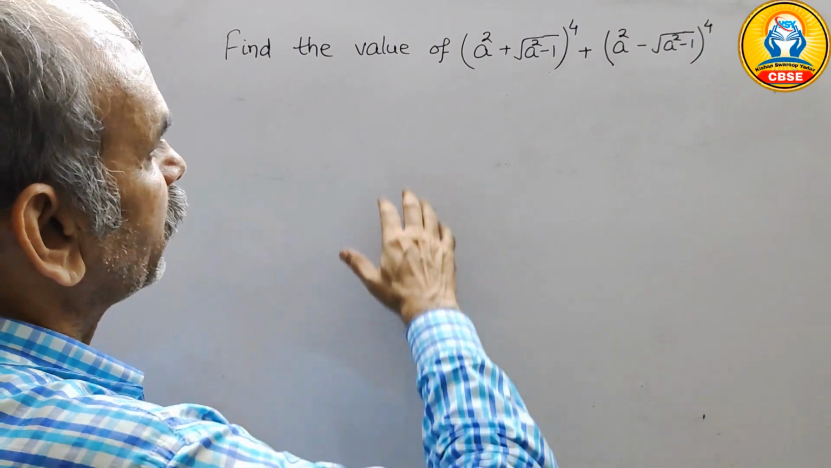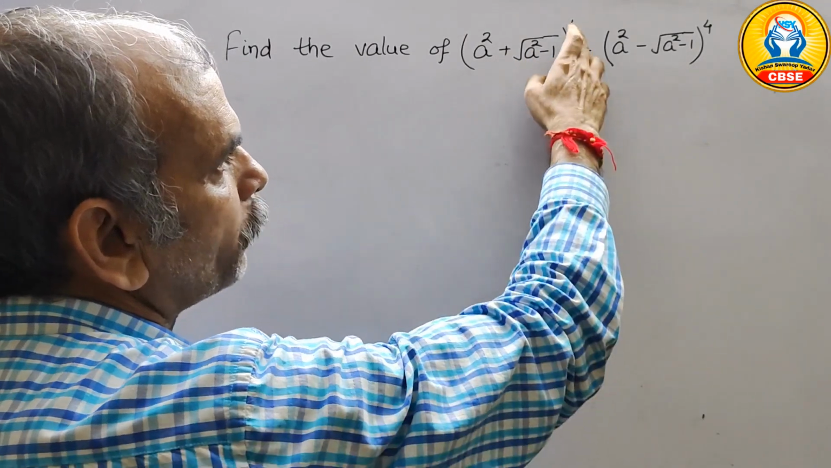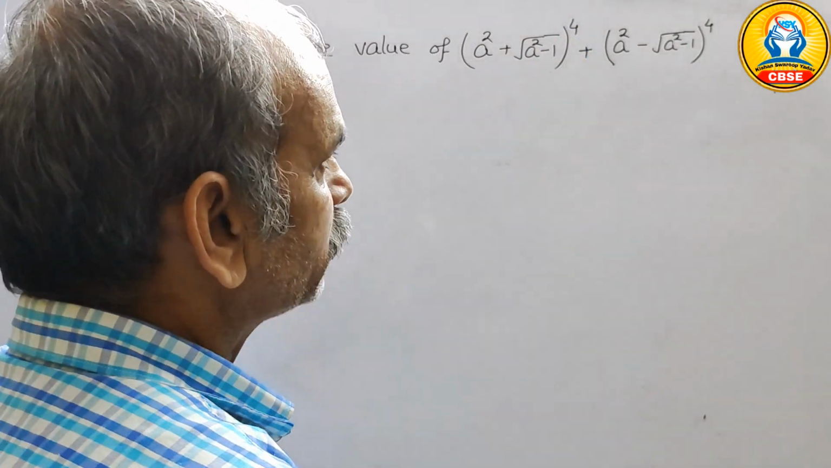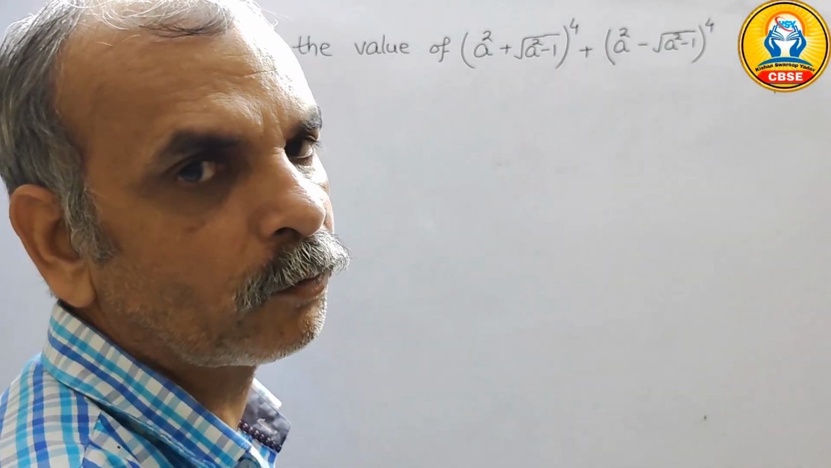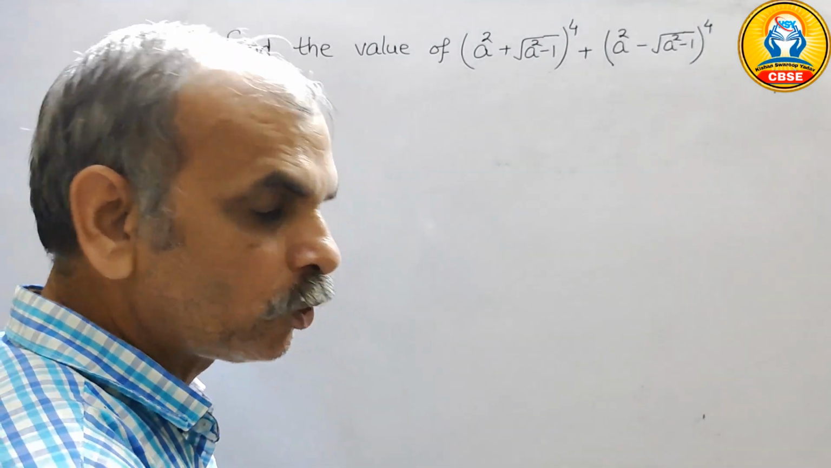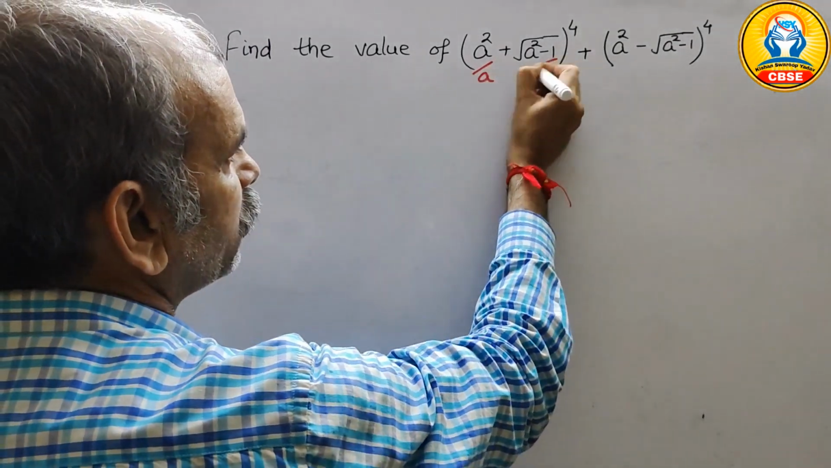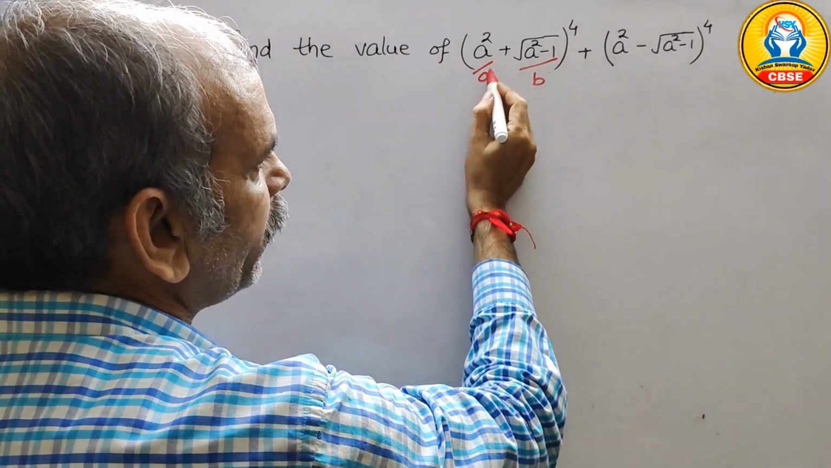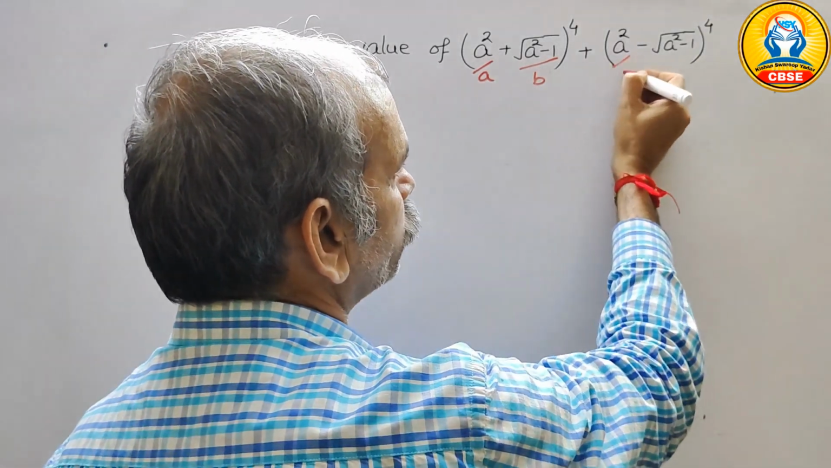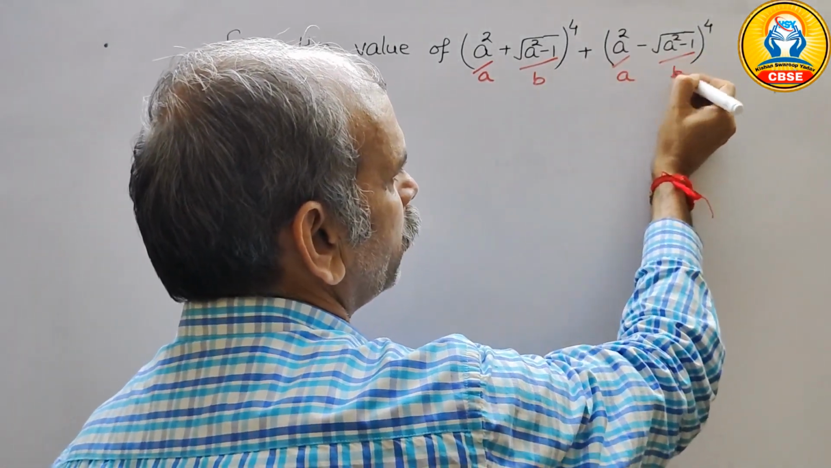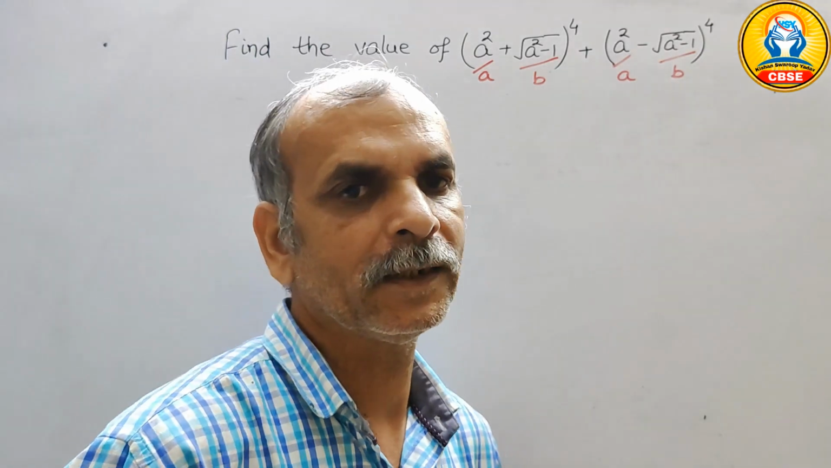Your question is: find the value of a square plus root over a square minus 1, to the power of 4, plus a square minus root a square minus 1, to the power of 4. Here, we just have to take this as a and this will be your b. Now it will be (a plus b) to the power of 4 plus (a minus b) to the power of 4. That only we have to expand.